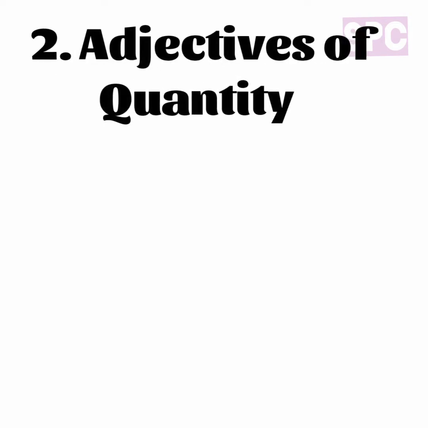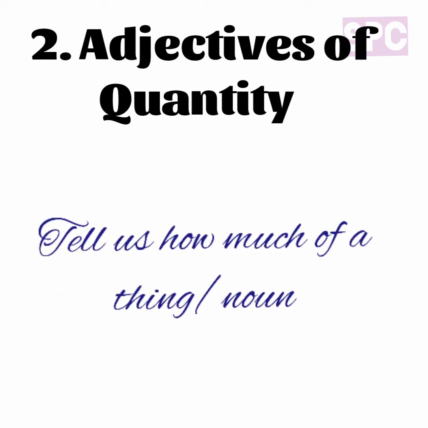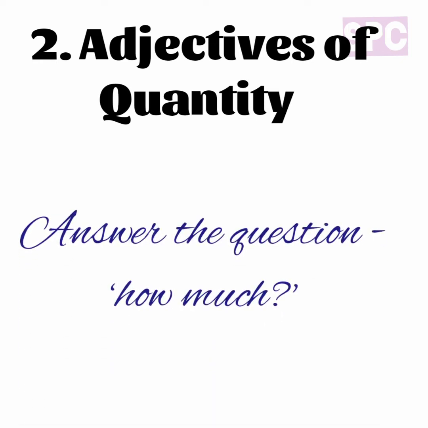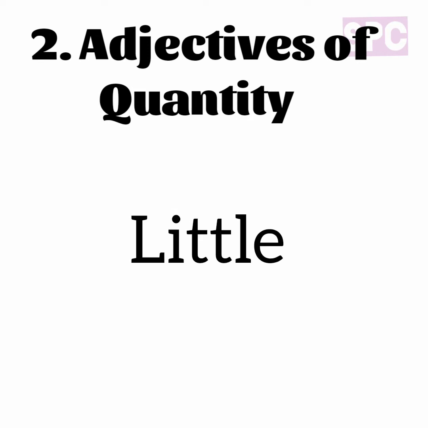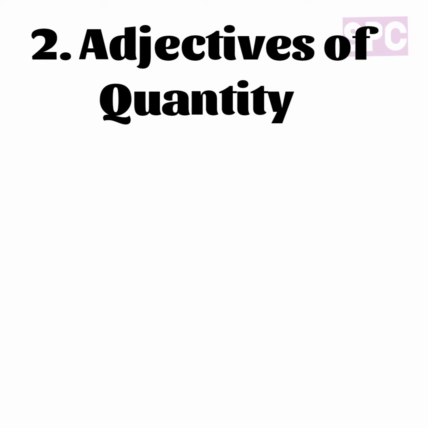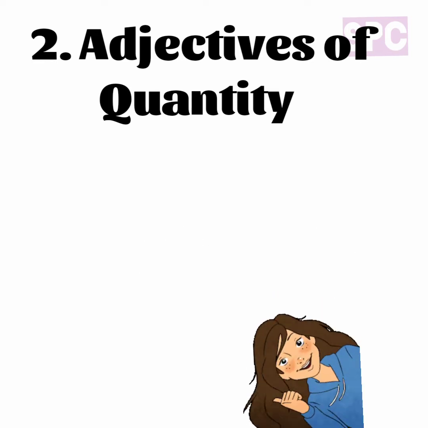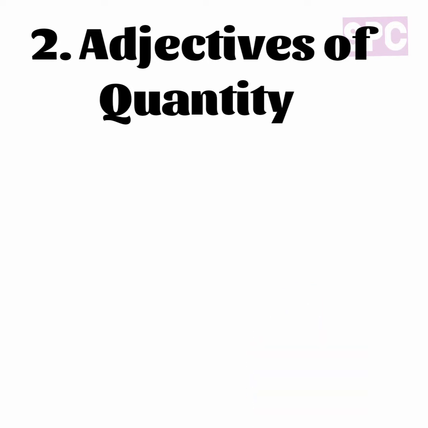Let's understand adjectives of quantity. These adjectives tell us how much of a thing or noun. These adjectives answer the question how much. For example, same, any, little, much, plenty of, etc. Let's understand how to use these adjectives in sentences.